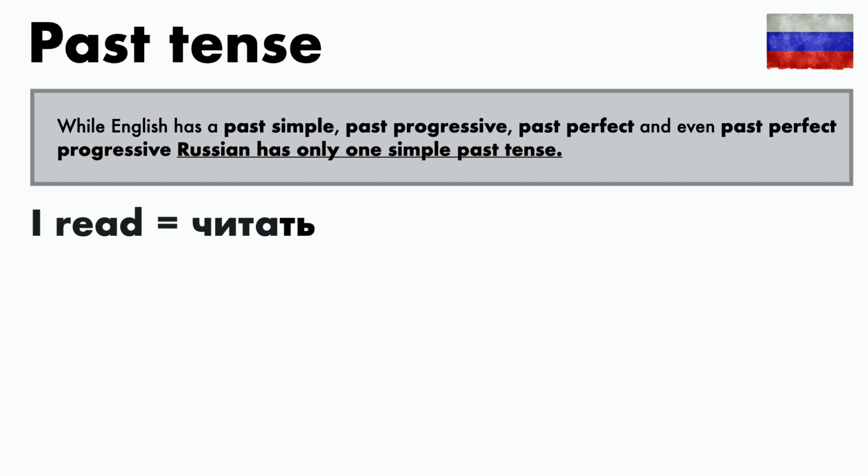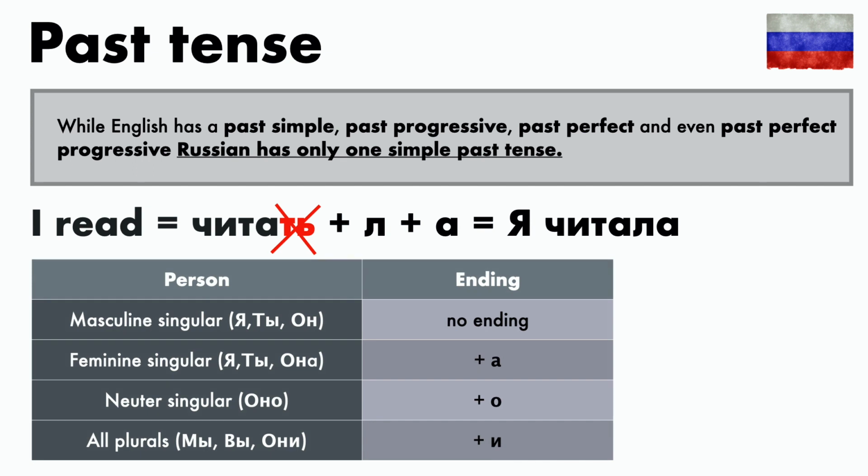To form the past tense, you simply cross out the ending and add the letter л, and additionally а if you are female. In my case, it will be я читала. Let's have a look at the list to see examples of conjugated verbs for male and female gendered words in the past tense. Я, ты, он читал. Я, ты, она читала. Оно читало. Мы, вы, они читали.